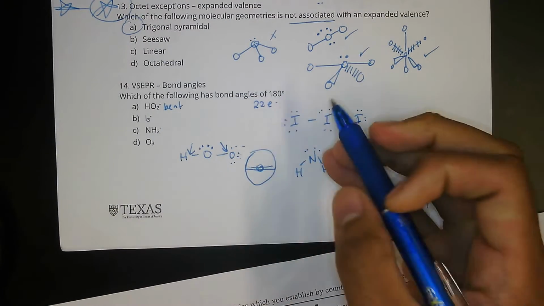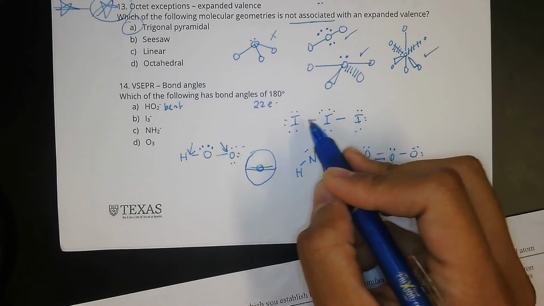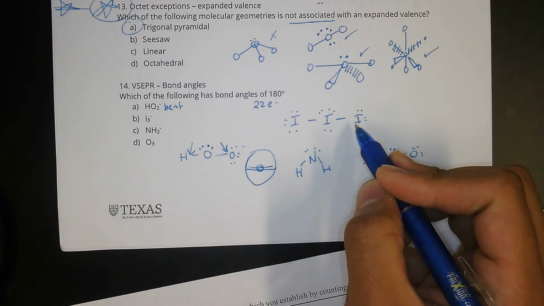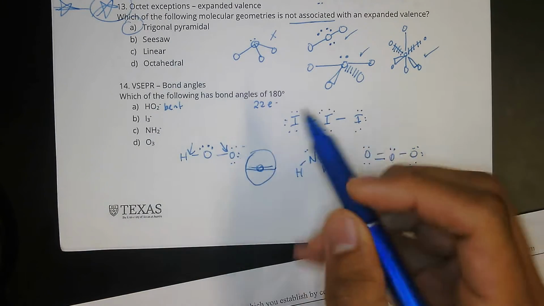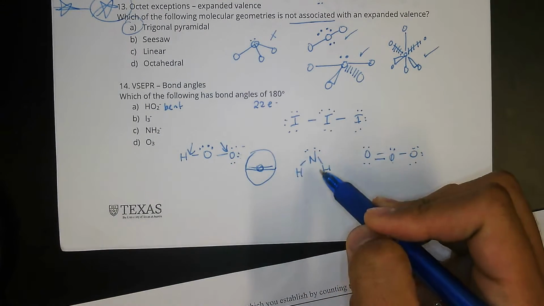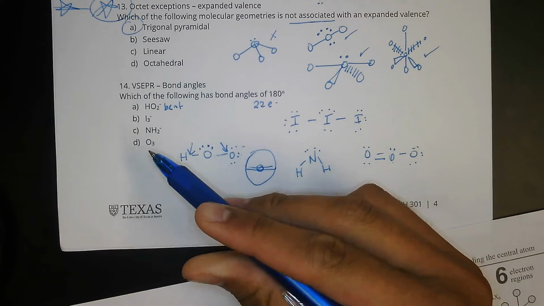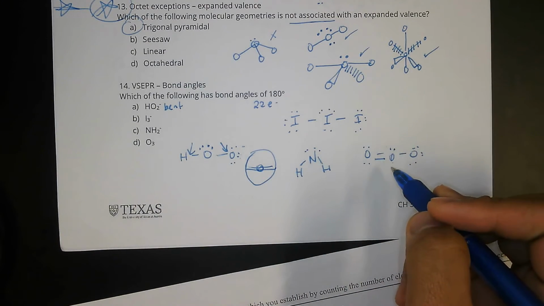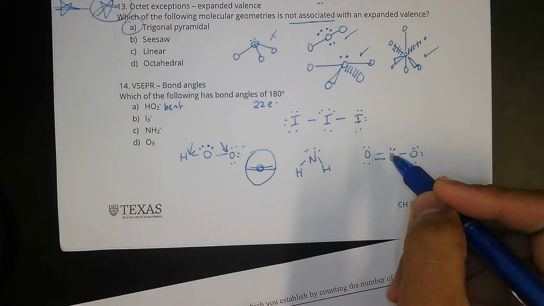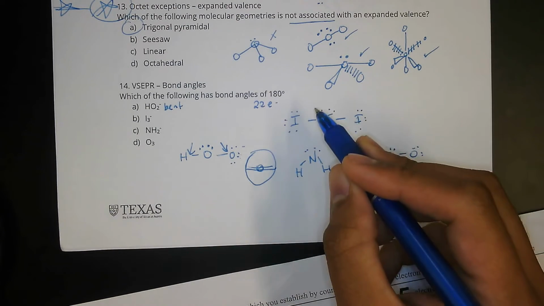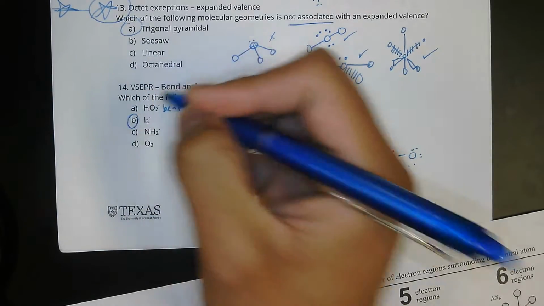If you look at I3, it has a linear structure there. If you look at NH2, it's angular, just like water. If you look at O3, this one also has that lone pair that's going to push these atoms down. And so my answer is B.